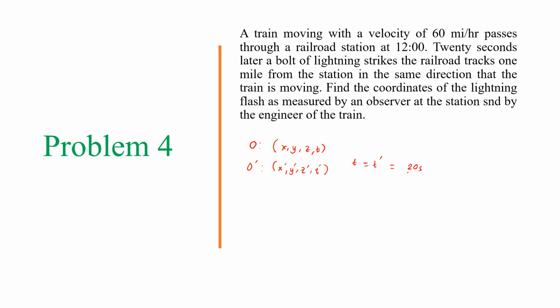Now for x, since the lightning strikes the railroad tracks 1 mile from the station, and the observer O is at rest with respect to the station, then x is equal to 1 mile.